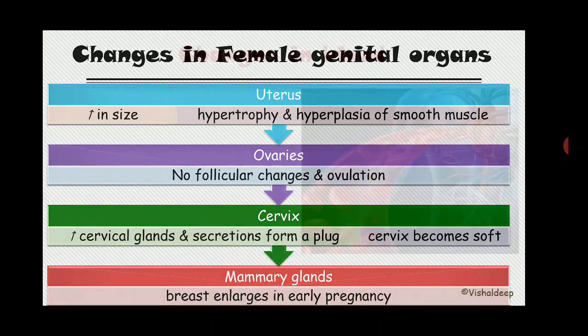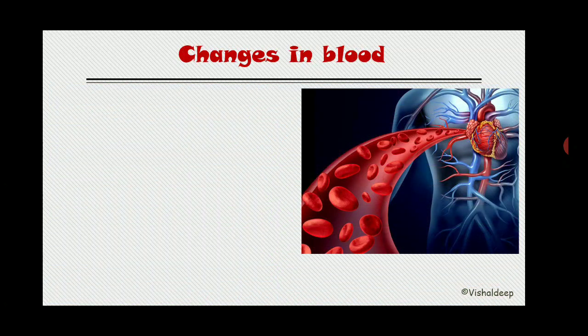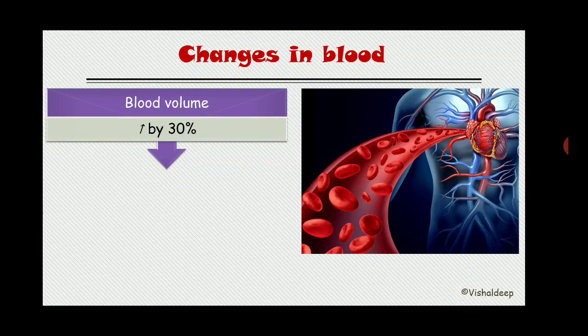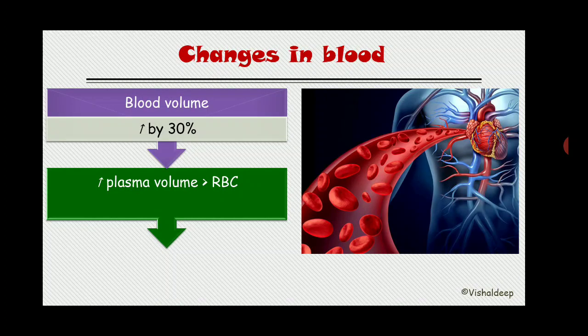Next is the changes in the blood. What changes take place in the blood? Blood has two portions, one is the plasma, another is the RBC. During pregnancy both plasma and RBC levels increase, so the total blood volume that contains both plasma and RBC will increase by 30%, but the increase in plasma volume is more than the increase in RBC. Got it?